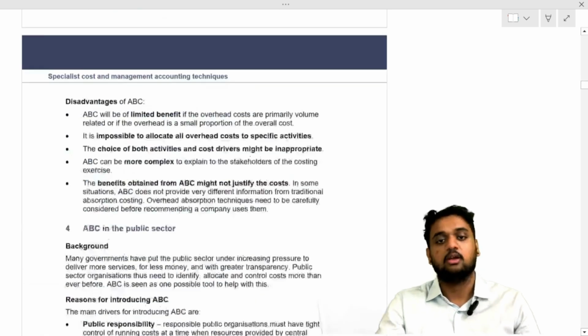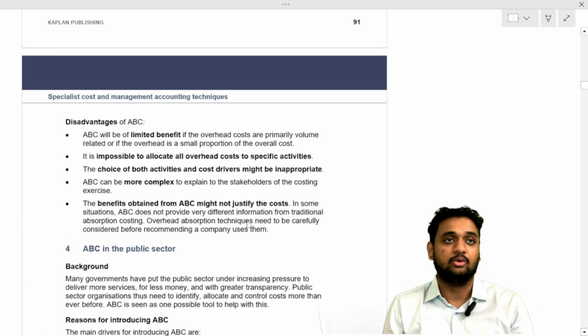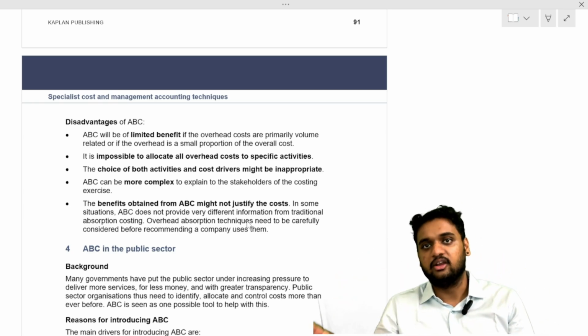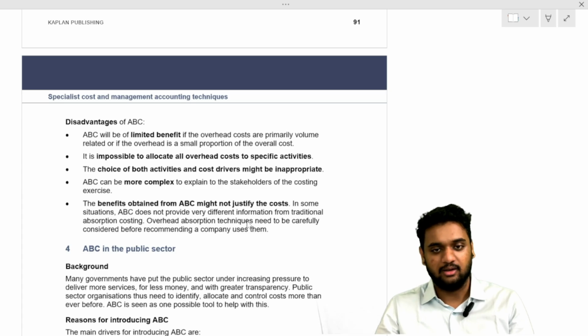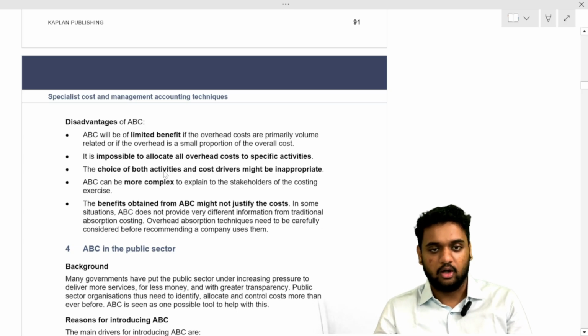Advantages of ABC done. Proceeding to the disadvantages. First, it is more complex to derive. Here the driver is given to us, the cost pool is given to us, so we'll find out. But in the real world, it's very complex to do. ABC costing is very complex to derive.